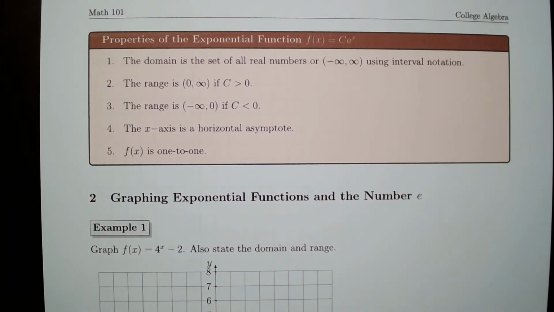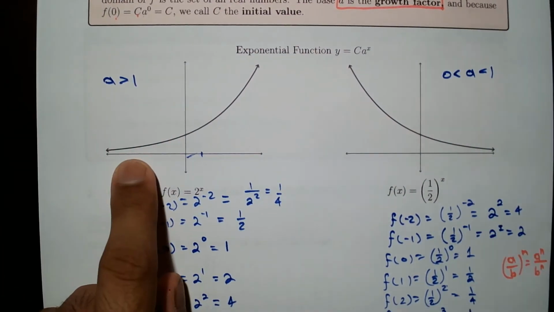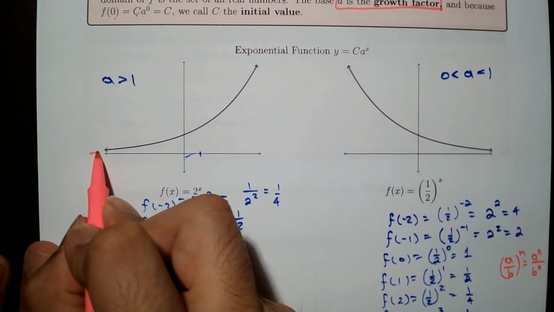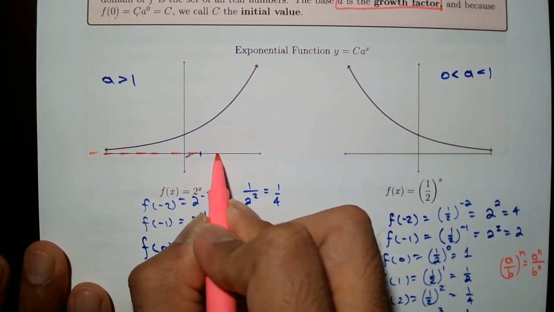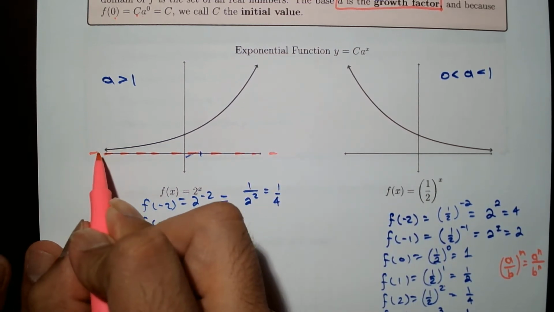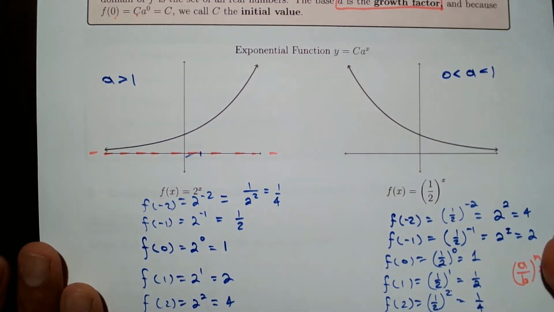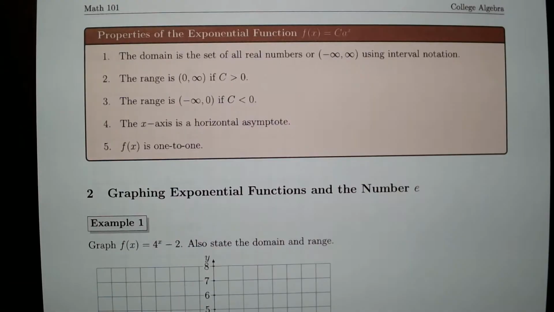So the domain of this set is the set of all real numbers, or negative infinity to infinity using interval notation, and the range will be 0 to infinity. Notice one thing I didn't mention here. The x-axis is going to be a horizontal asymptote. That means it's never going to touch the x-axis unless the graph is shifted, which will be in the next case.